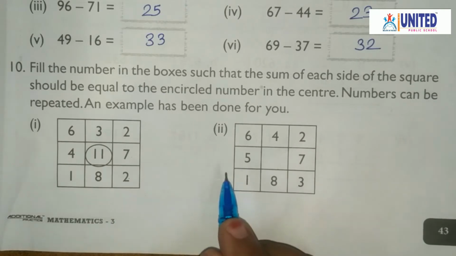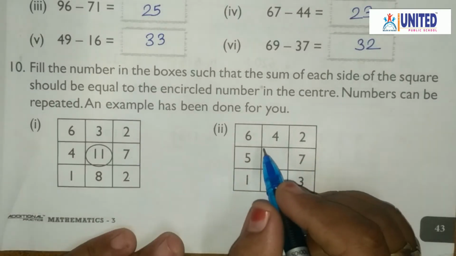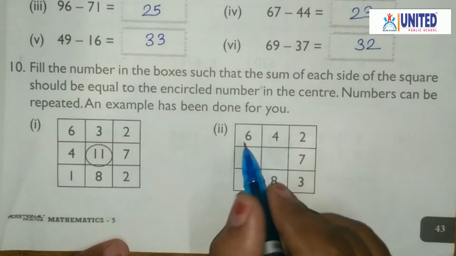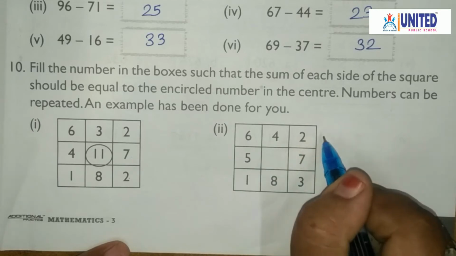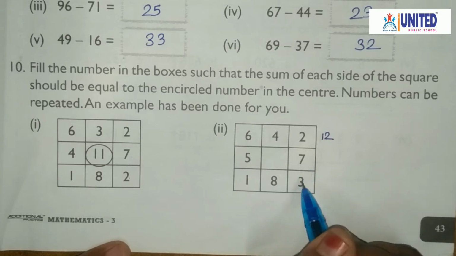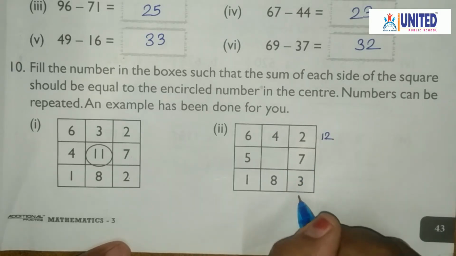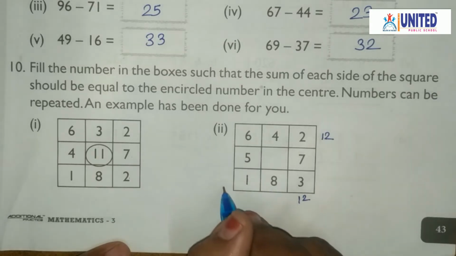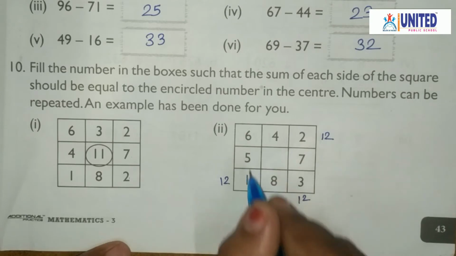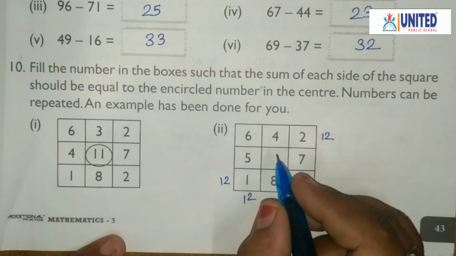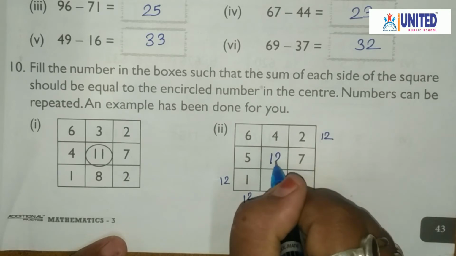Okay. So let us solve the second number. First of all we add the numbers horizontally. 6 plus 4 plus 2, what comes? 12 comes. Then 2 plus 7, 9. 9 plus 3, that is 12. 1 plus 8 is 9 plus 3 again, 12 comes. 6 plus 1, 5 plus 1, that is 12 comes. In this way, on all sides, the answer will be the same. So our number in the center is 12.